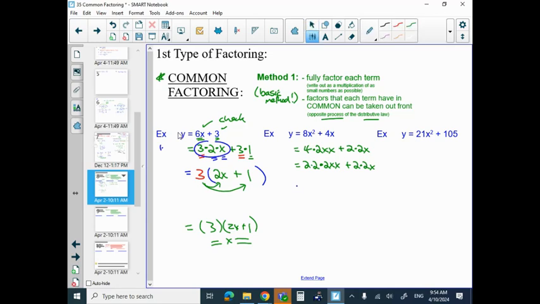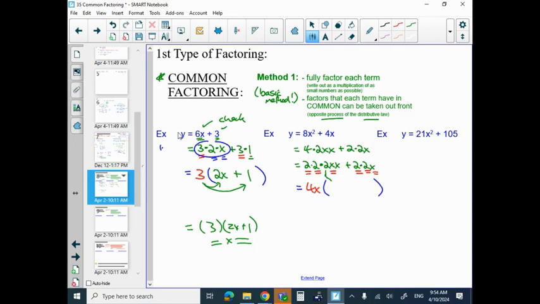And so then what you can do is notice that there's a 2 in both, there's another 2 in both, and there's an x in both. And that's it. So 2 times 2 times x can come out front. In other words, 4x can come out front. The stuff that's left over inside is the stuff that we didn't take out front, right? So we'd have what? A 2 and an x.